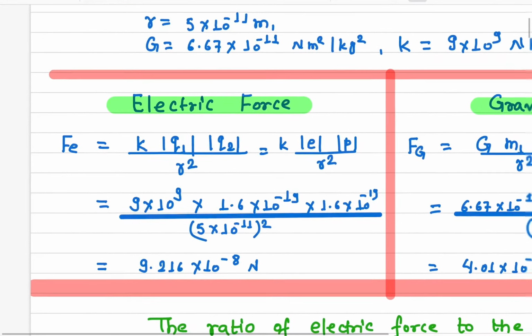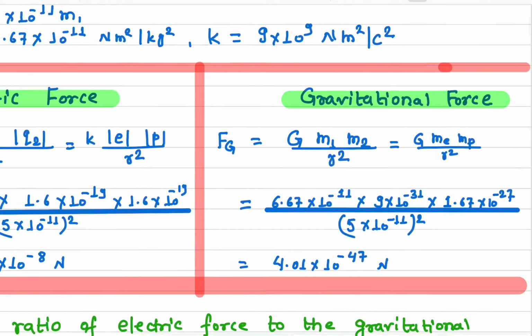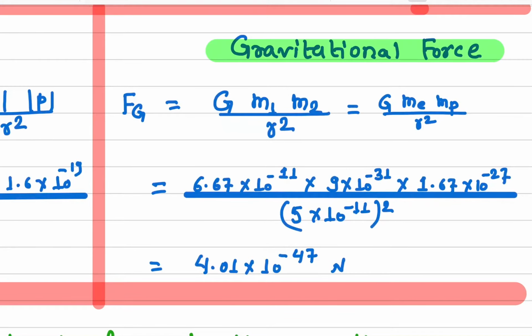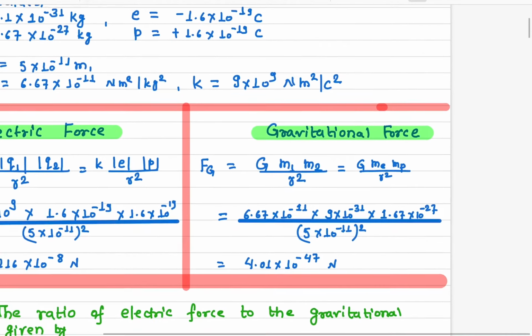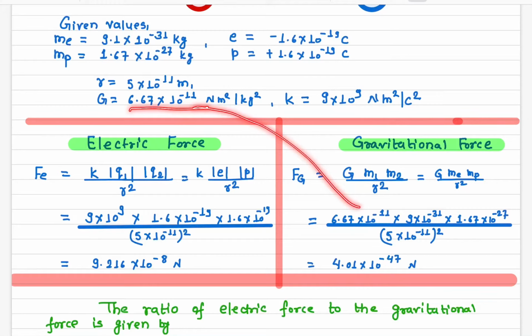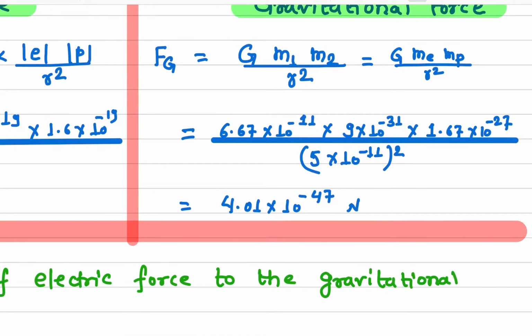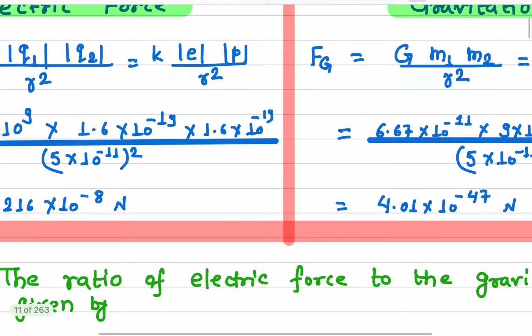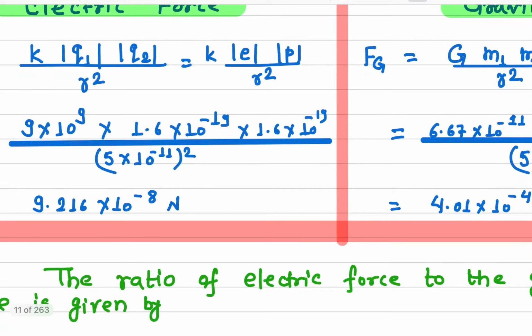But now let's compare with the gravitational force between the electron and the proton. Here I'm choosing M1 as the electron and M2 as the proton. The G value, the universal gravitational constant, is given right here. Just plug in all the values, and the gravitational force is now 4.01 times 10 to the negative 47 Newton. So far we mentioned this force is very tiny compared to the weight of a 1 kilogram object or even a one gram object.